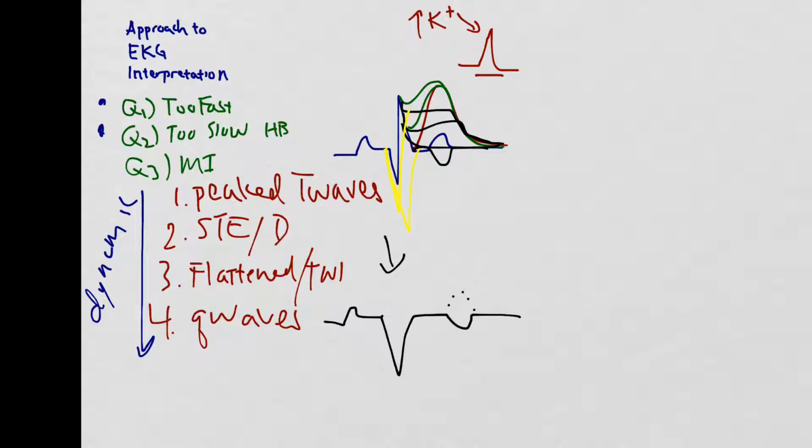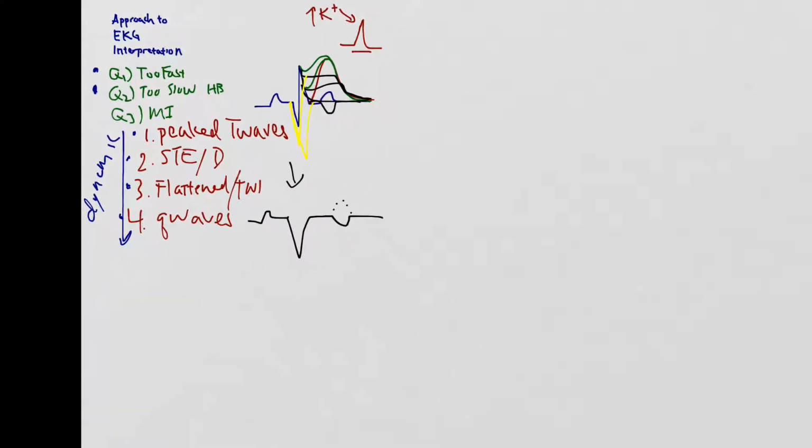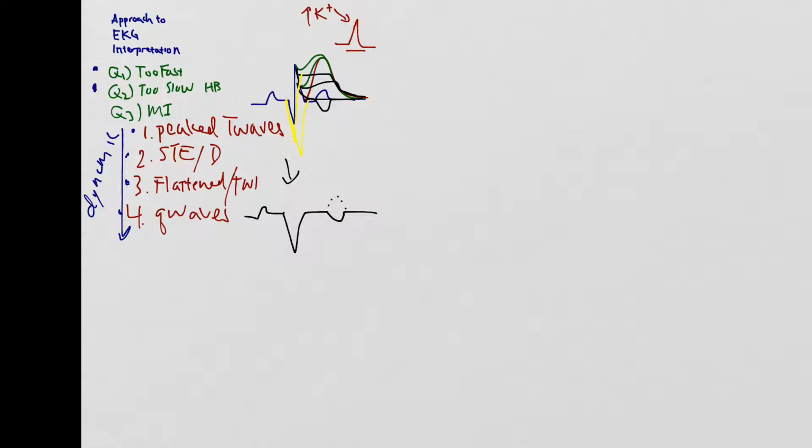Is my patient having peaked T waves? Is there evidence of ST elevations or depressions? Are the T waves now flattened or inverted? Are there Q waves? Only after you've answered these 4 questions for each geographical distribution should you move on to the next one. As a review, we can go over what the geographical distributions are for your EKG leads.